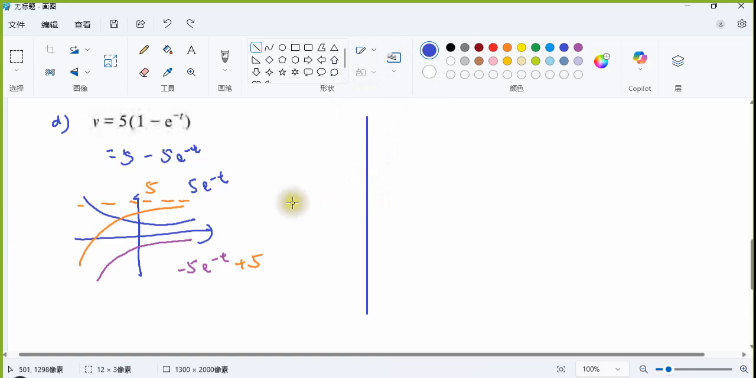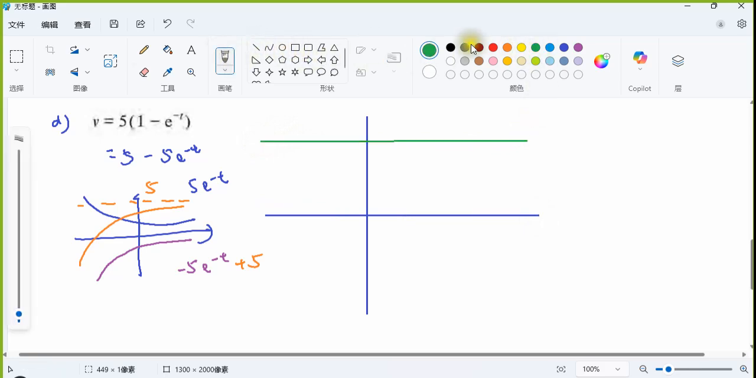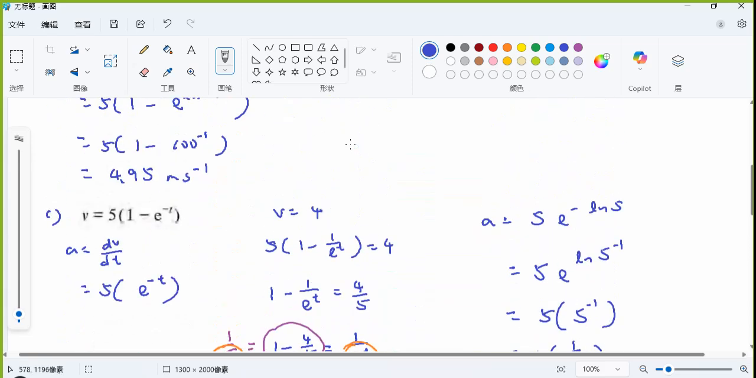So the graph will be something like this. Then we have 5 here, this is v, this is t, so the graph will be something like this.